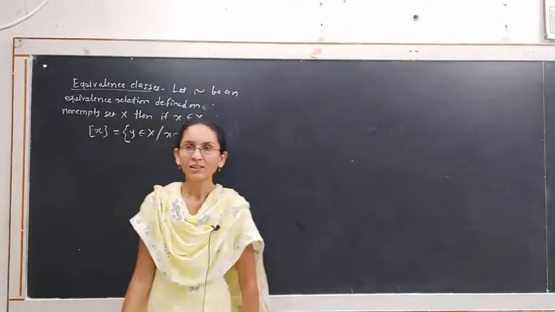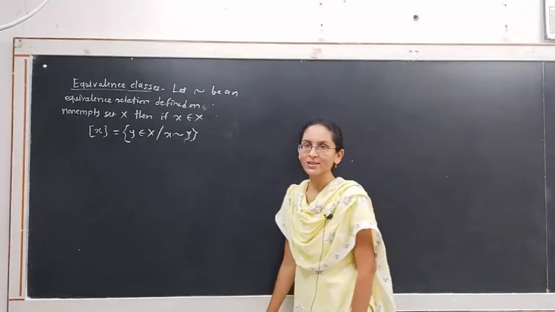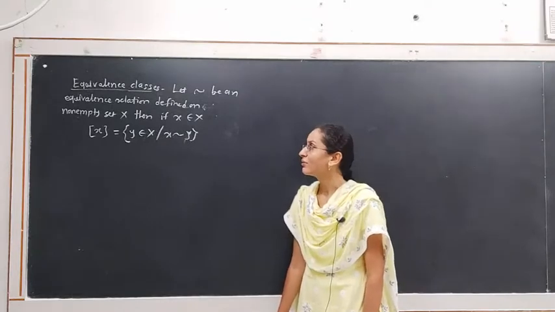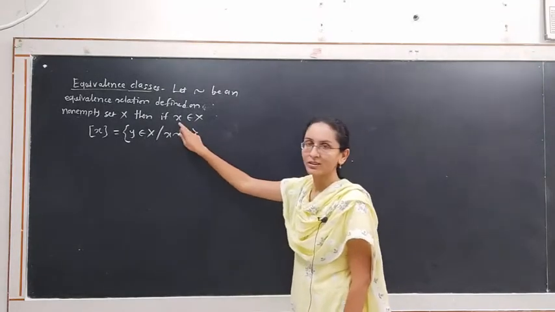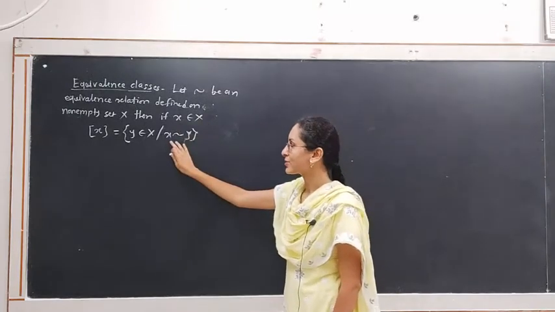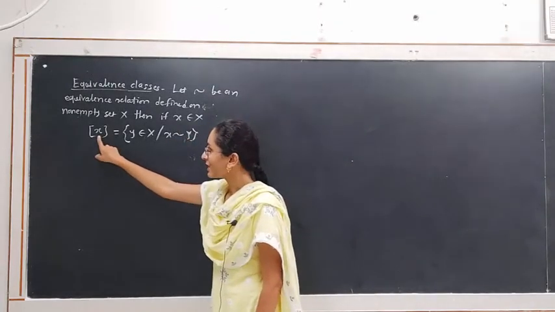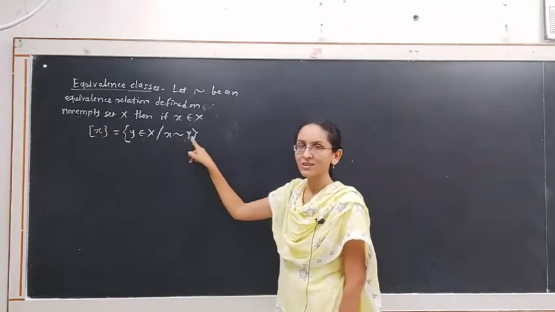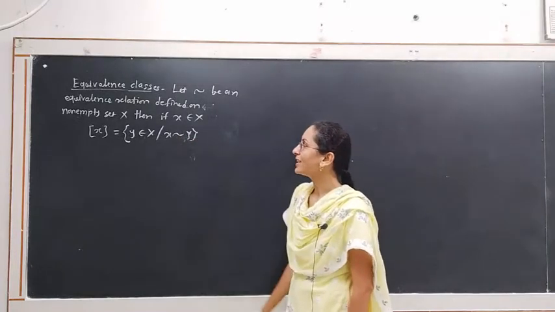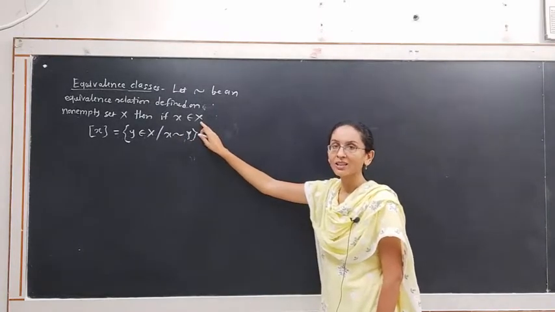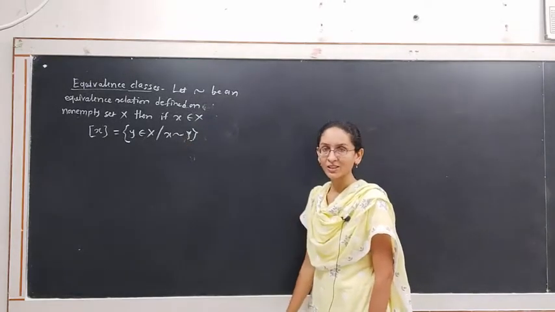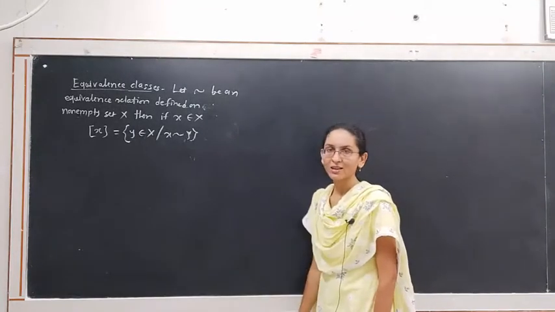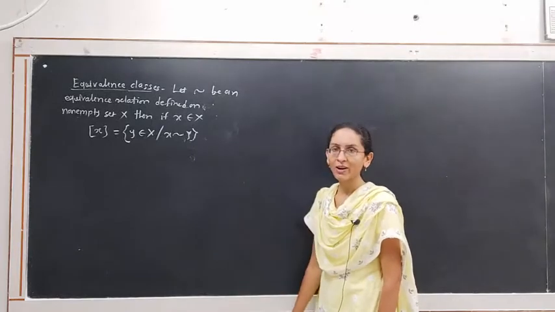If the relation R is an equivalence relation, that means it is reflexive, symmetric and transitive, defined on a non-empty set capital X, then we find the equivalence class of element small x belongs to capital X by using this definition. The equivalence class of x is the set of all y belongs to X where x is related to y. We find all the elements of set X which are related to x under the given relation. We can find equivalence classes of elements of the set X only if the relation R is an equivalence relation.